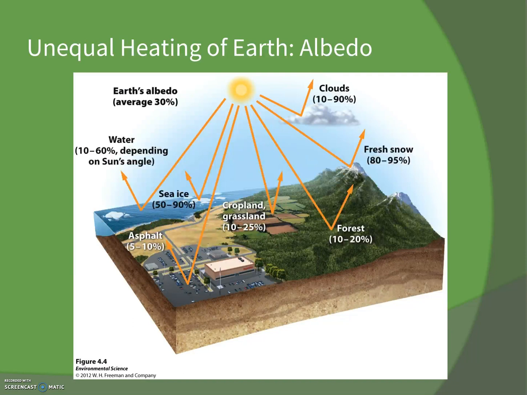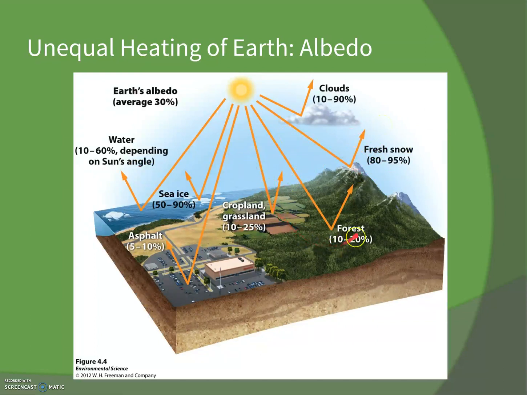We also have unequal heating of the Earth due to albedo. This is the reflection of sunlight back up into the atmosphere. The average is about 30%. Water, depending on the sun's angle, can be from 10 to 60%. When you're at the beach or skiing, both have a high albedo, and that's why you have to wear sunscreen. The light comes in and gets reflected back onto your skin. The same thing is true for fresh snow. That's why you get sunburned when you go skiing, because the light is reflected back at you.